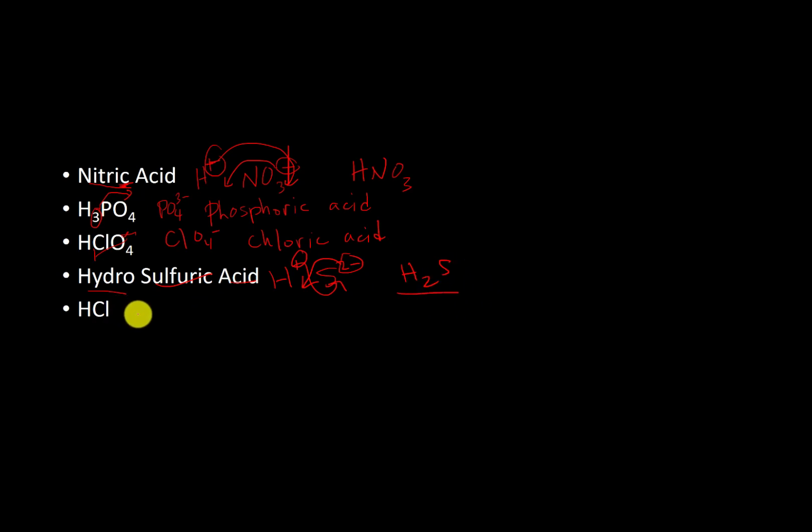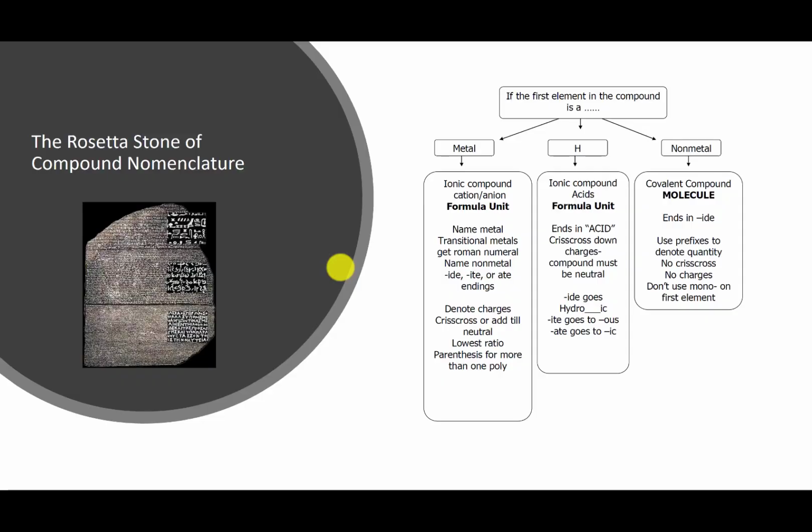Finally, HCl. Our base anion is chloride and ends in ide. And so we have to put hydrochloric acid. And that's the name of that. Boom. Not too bad. All right, now, this is what I'm calling the Rosetta Stone of compound nomenclature. It's just a simple flow chart that helps you to determine the name of most simple compounds.